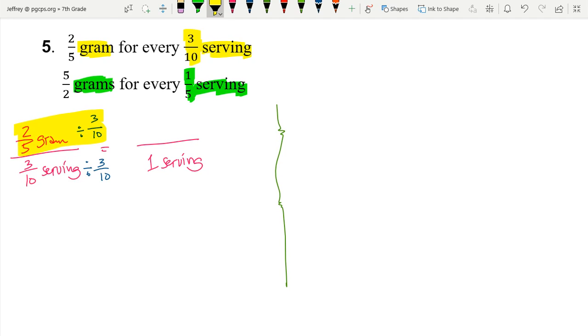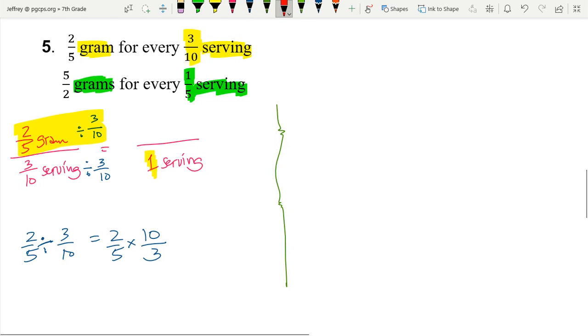Because we already know that the bottom numbers would equal 1. A number divided by itself would give us 1. So let's focus at the top, the numerator. So 2/5 divided by 3/10 would be the same thing as saying 2/5 times 10/3. Remember, keep, change, flip, multiplying by its reciprocal.